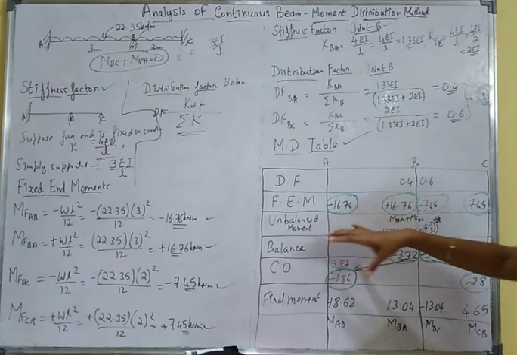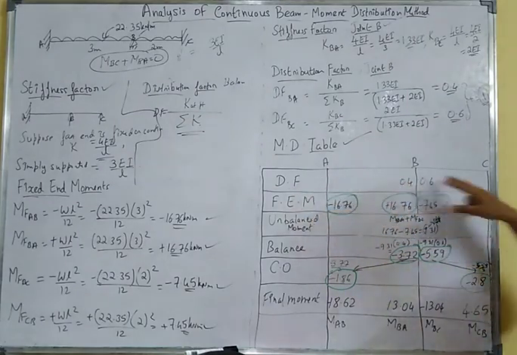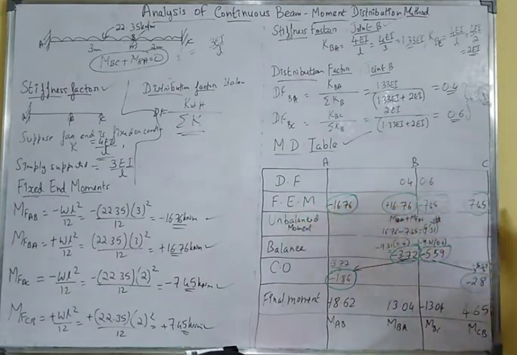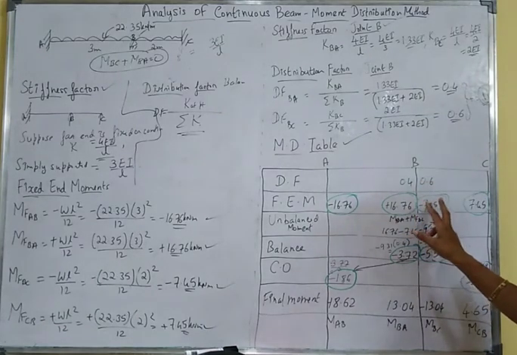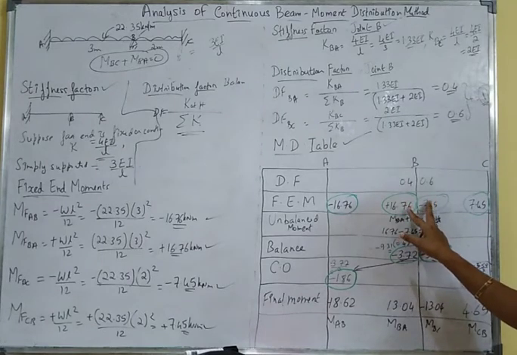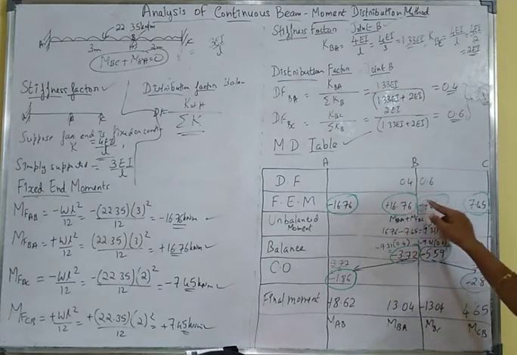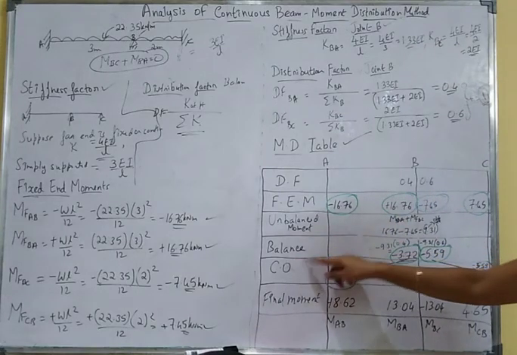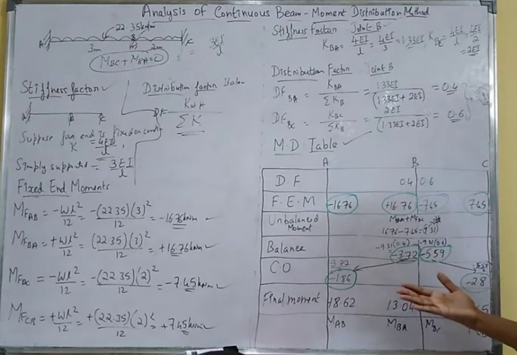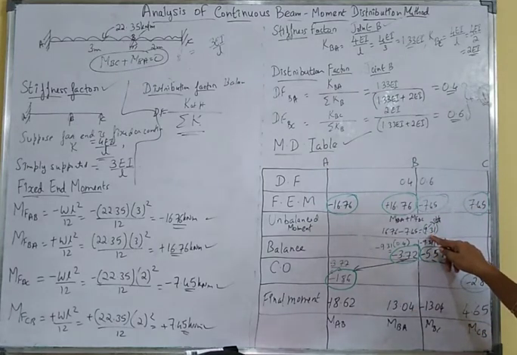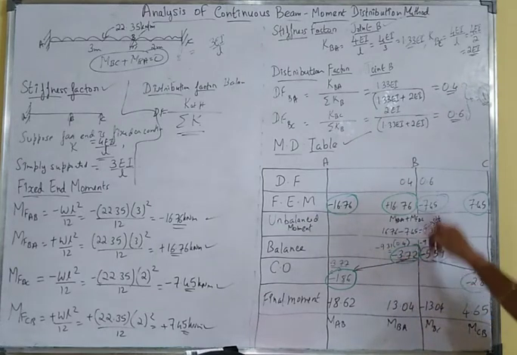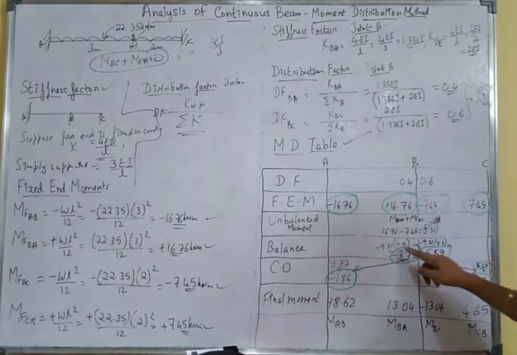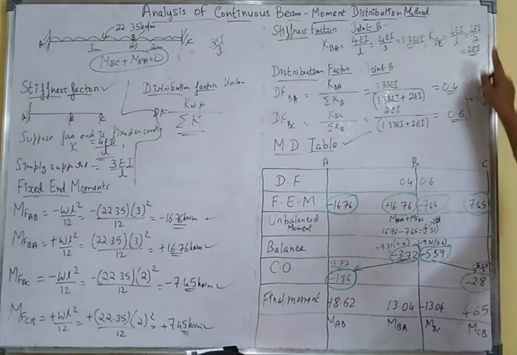Okay, so once again I will explain. First write the distribution factor, write the fixed end moment, and at the intermediate support you have to find out the unbalanced moment, that is the algebraic sum of these fixed end moments. Add up these fixed end moments, you will get 9.31, and while balancing you have to consider the opposite of the unbalanced moment. Suppose it is plus 9.31, you have to consider minus 9.31. So minus 9.31 into distribution factor, that is 0.4, and here minus 9.31 into 0.6.